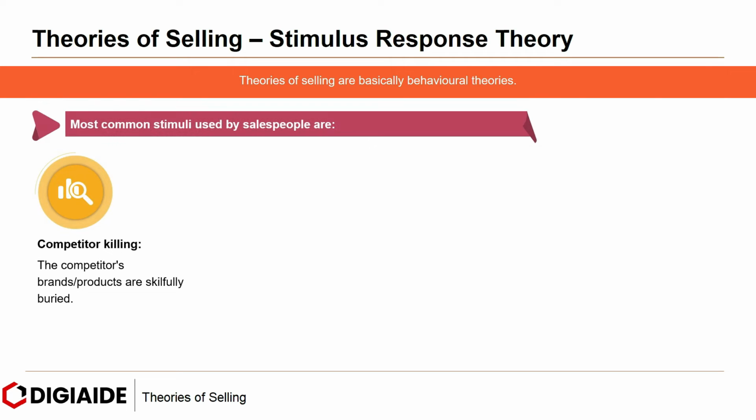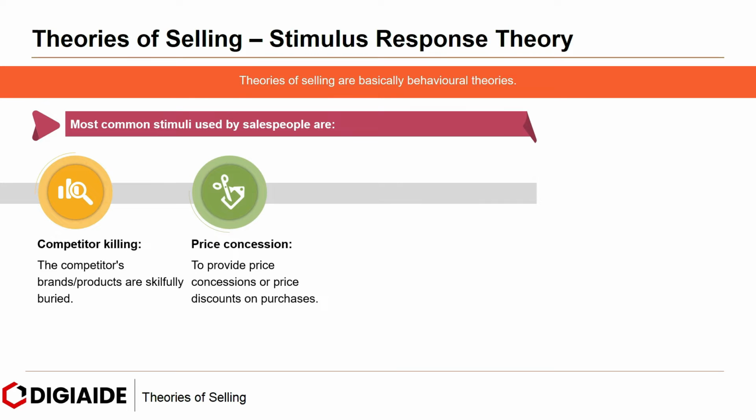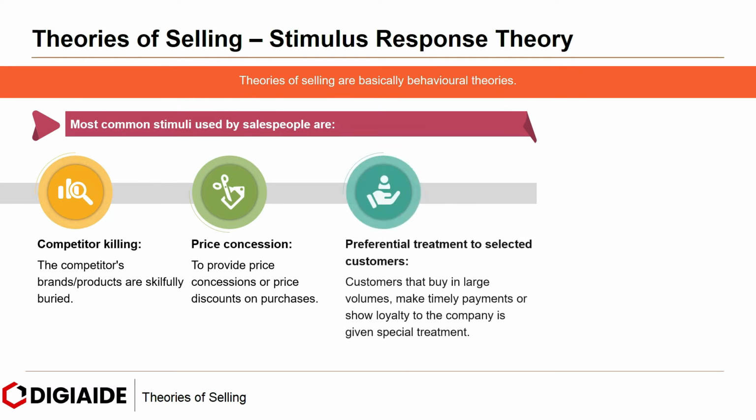The company's product is presented as leading, or with the price, without overdoing it. Third stimuli, competitor killing. The competitor's brands and products are skillfully buried by the salesperson. Fourth, price concession, to provide price concessions or price discounts on purchases. And fifth, preferential treatment to selected customers. Customers that buy in large volumes, make timely payments, or show loyalty to the company are given special treatment.